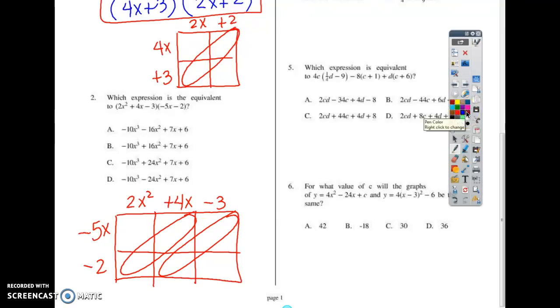Or you can do it in Desmos. You put this whole thing in Desmos and the answer choices in Desmos and see which one matches. That means which one is the exact same.